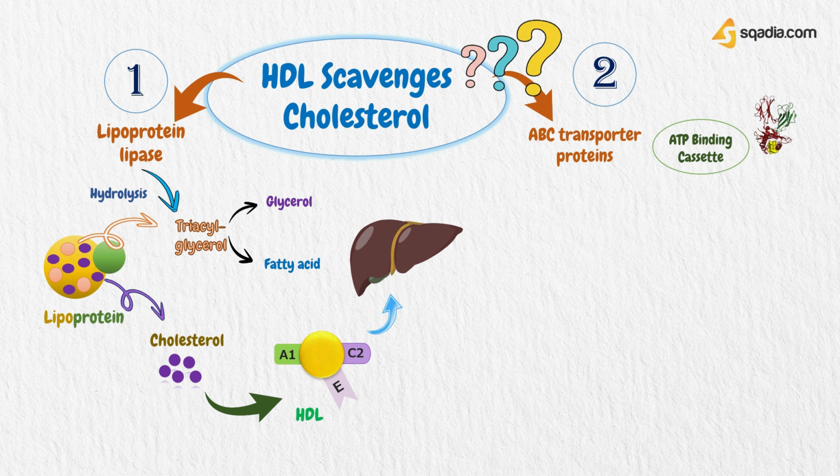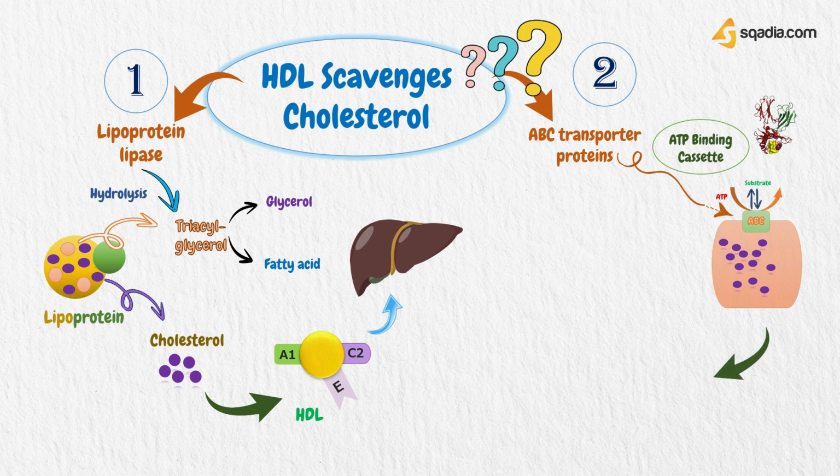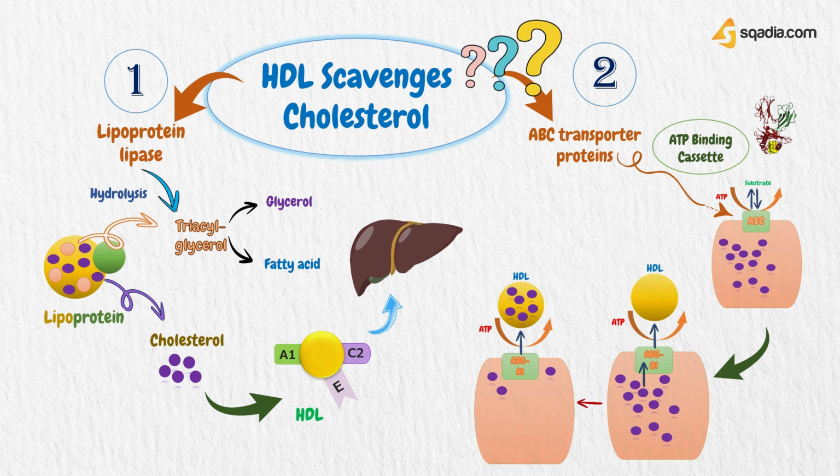ABC transporter proteins are a family of proteins characterized by an ATP-binding cassette. The bound ATP is hydrolyzed in a process coupled to transport of their substrate. ABC proteins use energy from ATP hydrolysis to transport materials, including lipids, in and out of cells and across intracellular compartments. One such protein is the cholesterol transporter known as ABCA1. It is found in many tissues where its function is to transfer excess cholesterol to HDL particles. Then, HDL particles proceed to the liver for disposal.